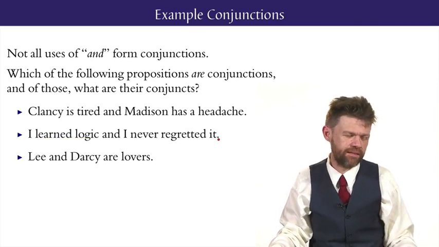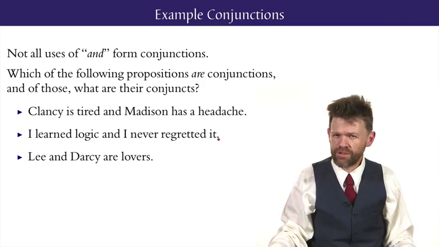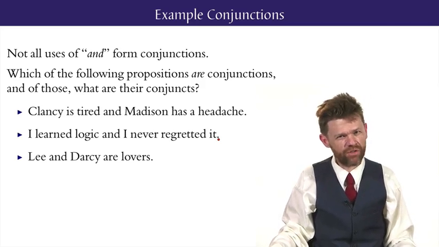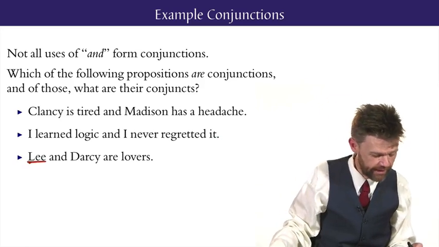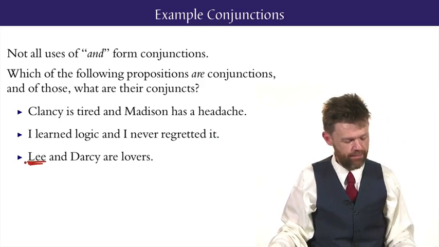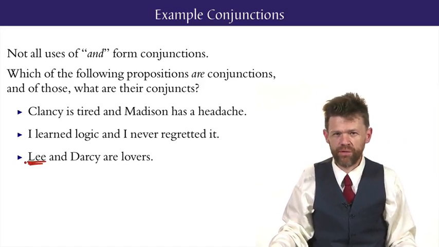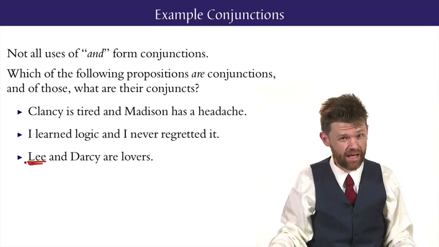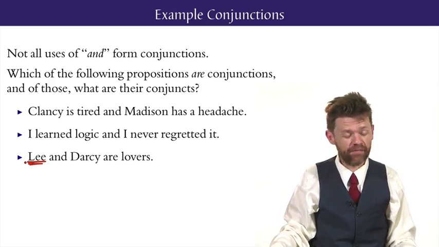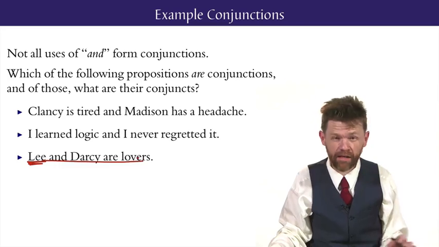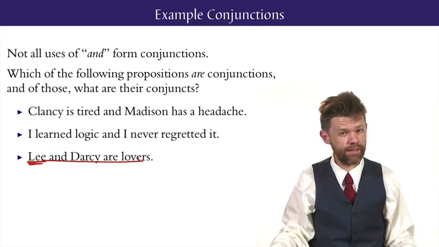Now let's look at another sentence involving an and, like Lee and Darcy are lovers. This is not a conjunction in our sense, as you can see when you try and ask what the first conjunct might be. I mean, it's not just Lee, that doesn't make a sentence. But you might say Lee is a lover and Darcy is a lover. But those two things can be true without Lee and Darcy being lovers in the usual sense we mean when we say that they love each other. If that's what you mean when you say Lee and Darcy are lovers, that and doesn't just conjoin two statements, but it says something more specific.